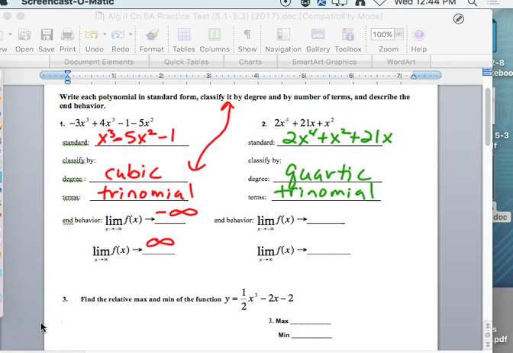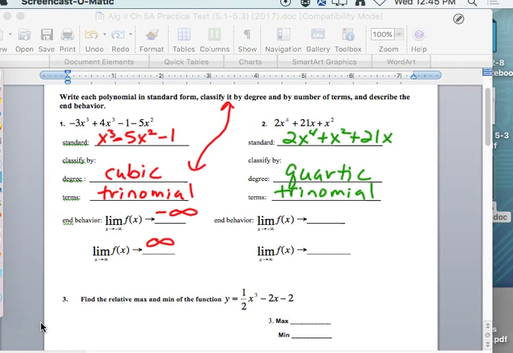Degree 1 polynomial, classified by degree. Degree 1 is called? Linear. Degree 2 polynomial is called? Quadratic. Degree 3? Cubic. Degree 4? Quartic. Degree 5? Quintic. So that's about as high as we went in here.